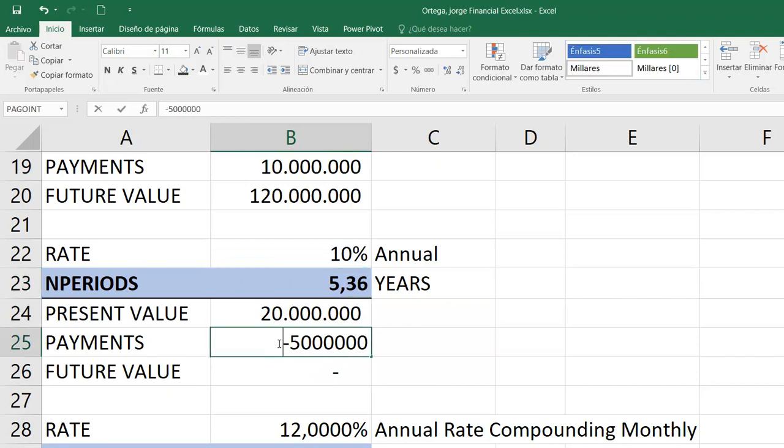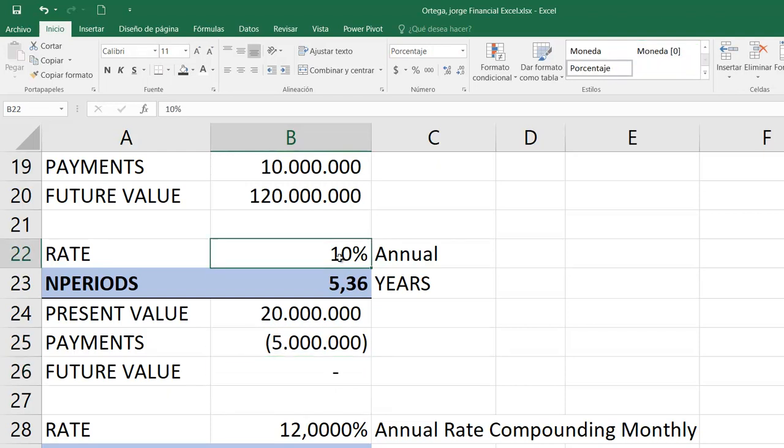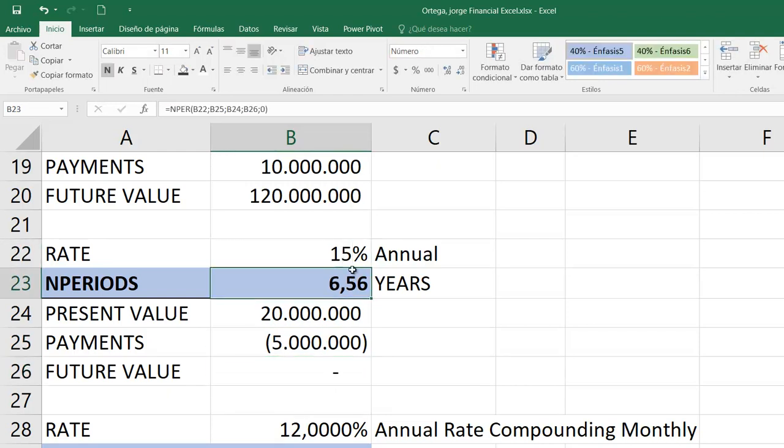What if you cannot put down 5 but 4 million pesos? You will need a longer time. And what if you can pay 5 but the rate is actually a bit higher, let's say 15%, so you will need 6 years.